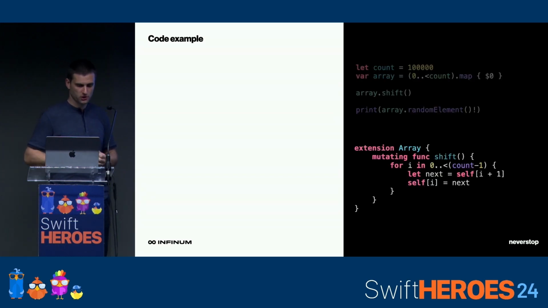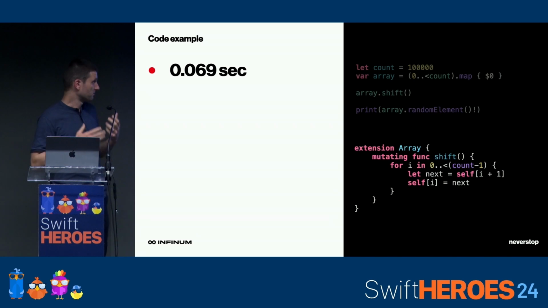Now, this shift function can be implemented like this. You have a mutating func shift, and you iterate through the elements, calculate the next element, and update the element at the current index. And if you run this code, it runs pretty fast, 0.069 seconds.